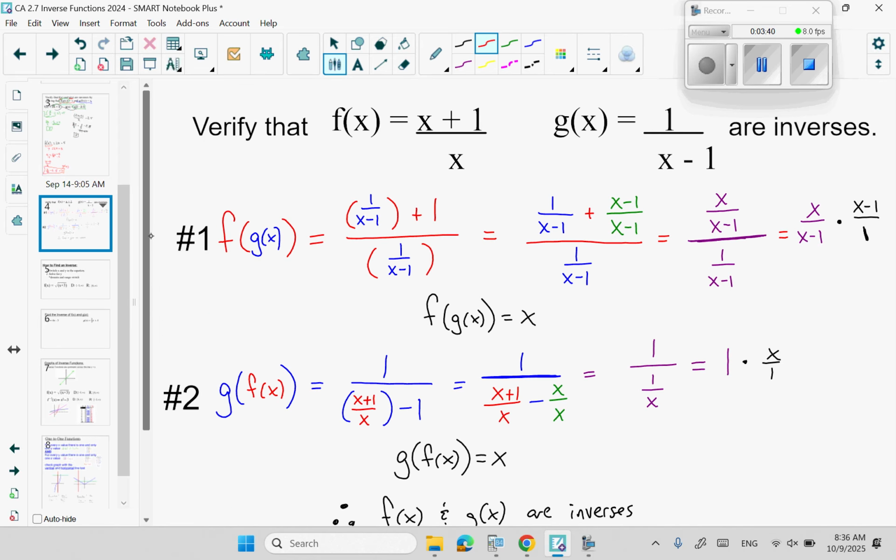Here's just another example of finding f of g or g of f. So you can pause and take a look at that. But because I got exactly x in both, they are inverses.